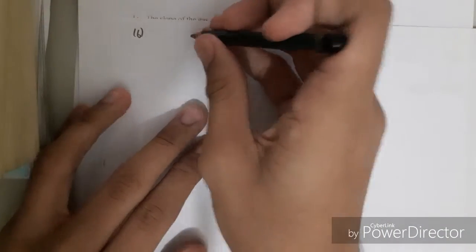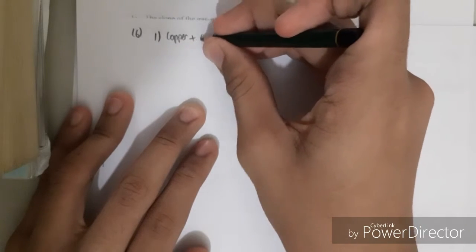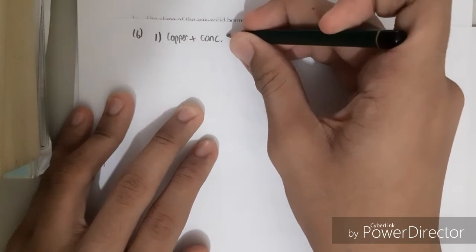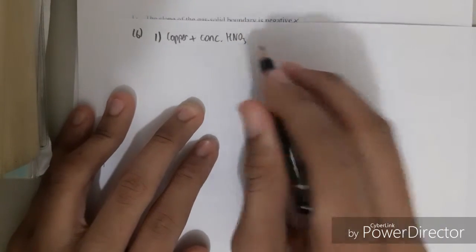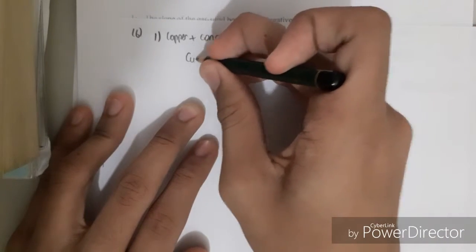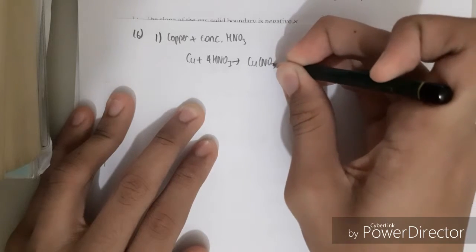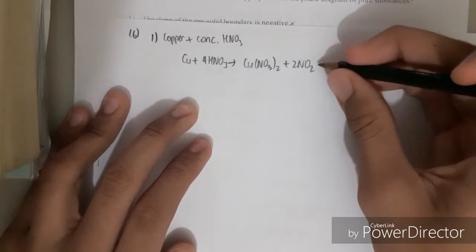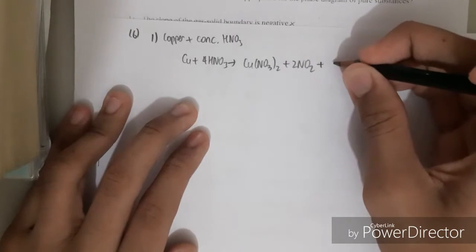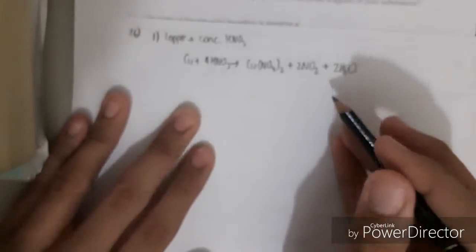So option 1 is actually copper reacted with concentrated nitric acid. Remember that nitric acid is HNO3. Well, this reaction tends to be this way. So they are called copper nitrate, then nitrogen dioxide, and H2O. See, in this reaction there's no ammonia, so this is not the answer.